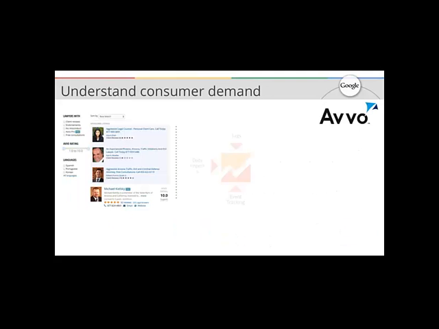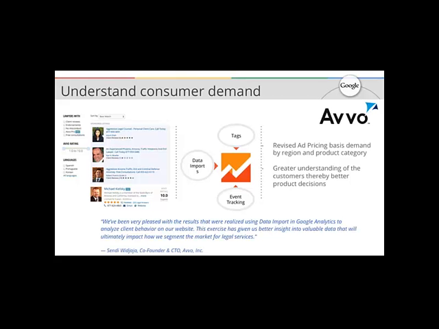The third one really is Avvo, and these guys are like the legal marketplace. All the attorneys and lawyers list themselves on this website, and it connects the consumers who are seeking legal advice with the lawyers. With a lot of sophisticated tracking around events and data import, they wanted to understand how much they should be charging a lawyer in different markets. These guys were selling ads, so a lawyer can list themselves by paying something, and what that ad price should be was something they were not very clear on.